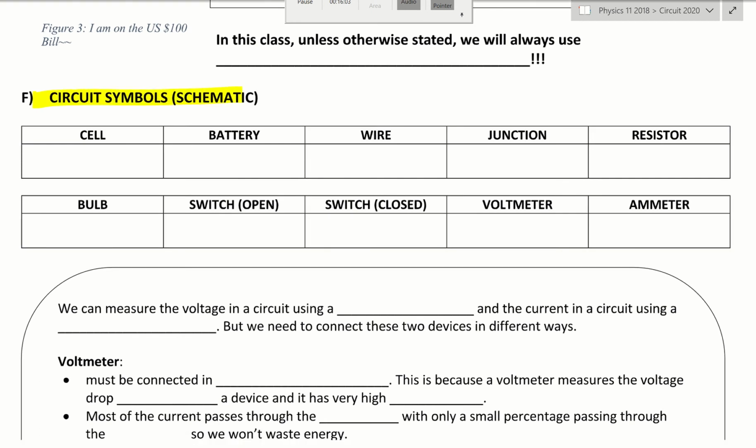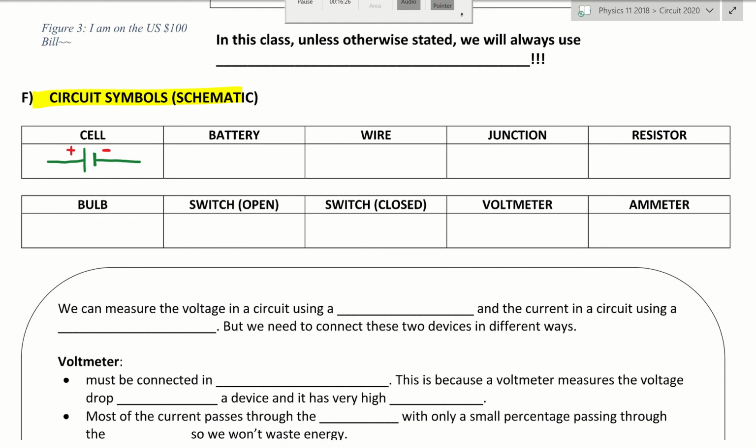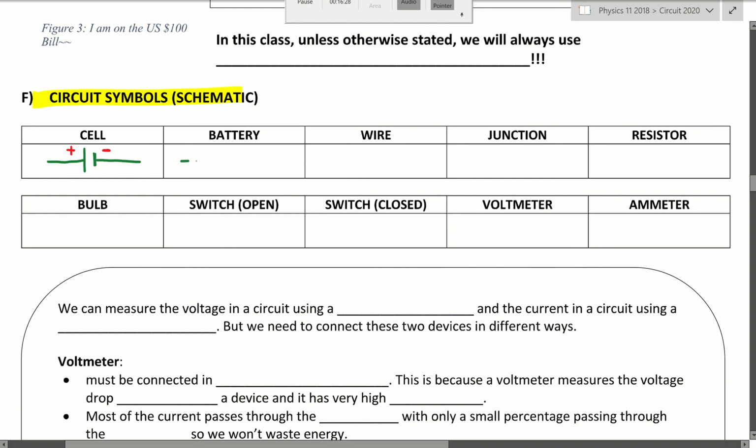So when you draw a circuit, you don't actually draw the battery itself because that would take too long. Okay, so we have a special way of drawing things. A cell is usually represented by this, a short line. These are the two terminals of the battery. The shorter line end is the negative terminal and the longer end is the positive terminal. And that's a cell. So this is a cell and this is a battery.